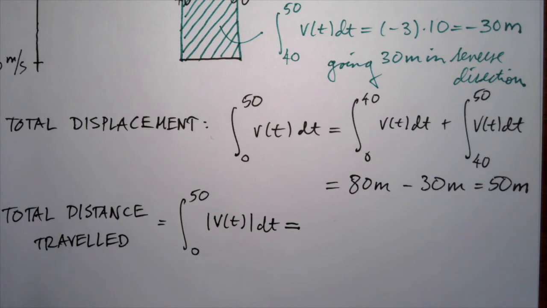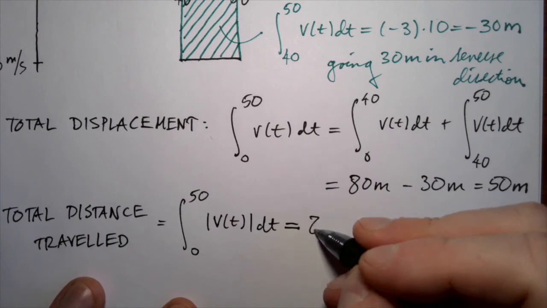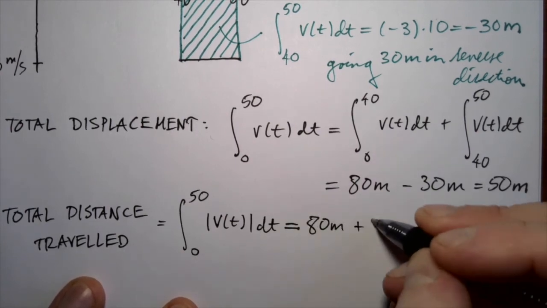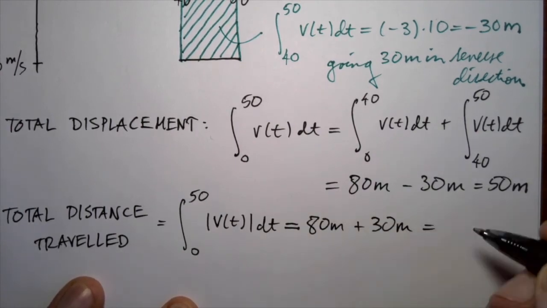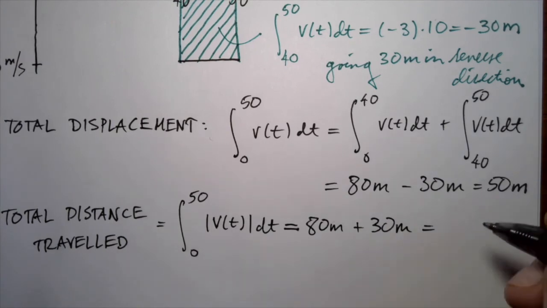That just means that these 30 meters that we walked backwards we're just going to count up as meters. We don't care if they're forwards or backwards. The total distance I've traveled, the total distance I walked, is 80 plus 30. That's 110 meters.